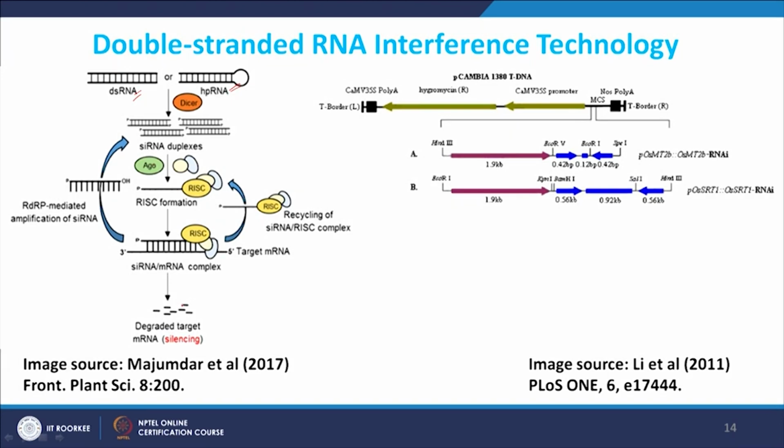It generates a very small 21 to 24 nucleotide single stranded antisense RNAs, and these RNAs can go and pair with the endogenous messenger RNA, and then they will either target that messenger RNA for degradation, or they can inhibit protein synthesis, or they can do epigenetic regulation. Any kind of regulation is possible.